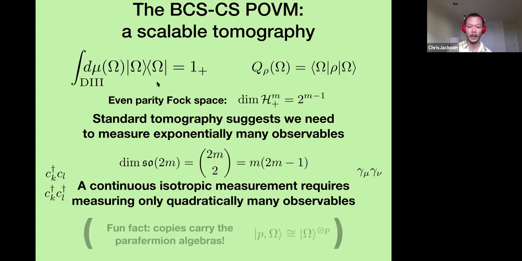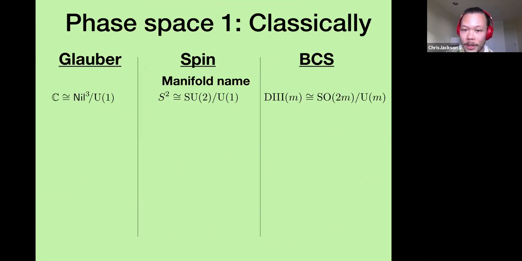All right. Fun fact, I have a lot of friends who like to think about parafermions. In the case of spin coherent states, one of the canonical arguments for why you might care about a spin coherent state POVM was in terms of copies. Here, my reason why you might be interested had nothing to do with copies, so you might have wondered about copies. It turns out that copies of BCS coherent states carry a representation of the parafermion algebras, in case that means anything to you. Are there any questions about that?